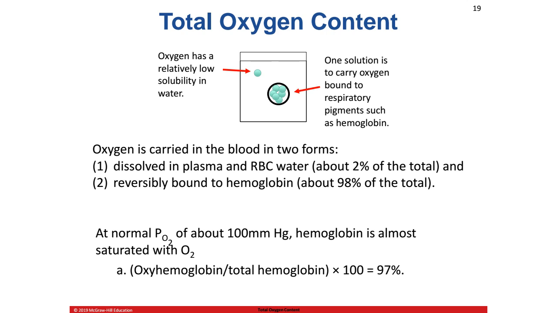So in our blood, oxygen is carried in two forms. It's dissolved in the plasma and within the red blood cell water. In other words, within the water within a red blood cell. But that only accounts for about 2% of the total amount of oxygen carried per unit volume of blood. Most of it, so 98% of the oxygen, is reversibly bound to hemoglobin.